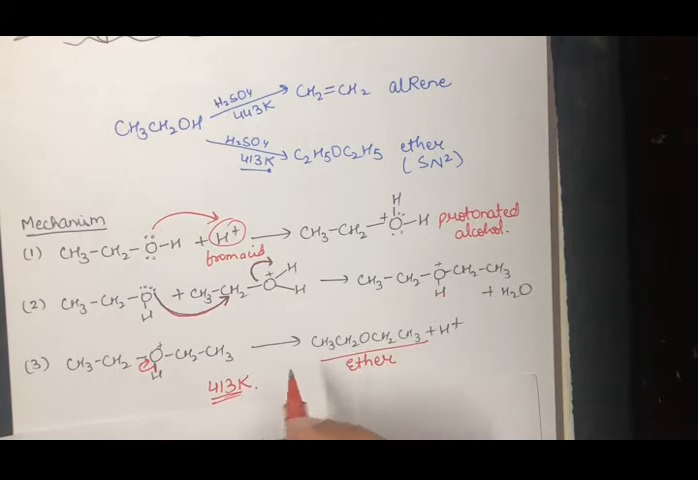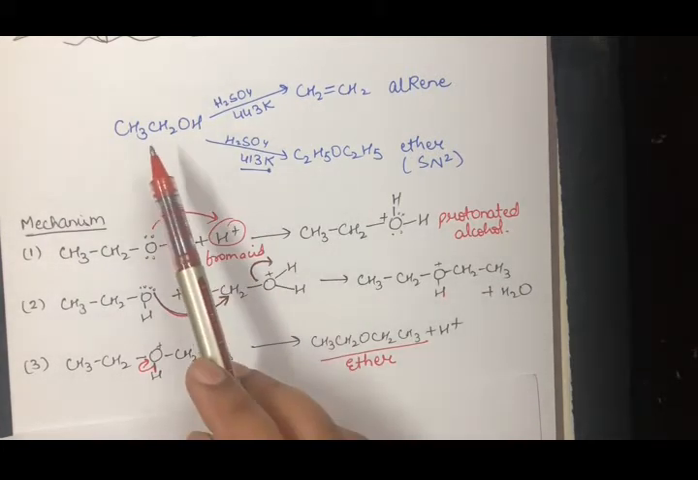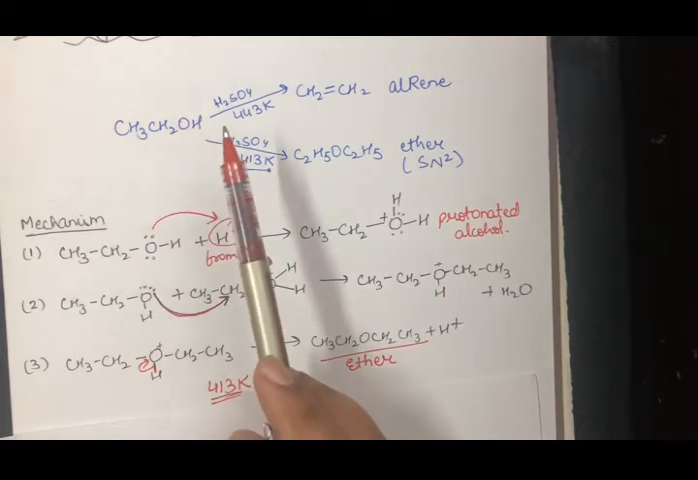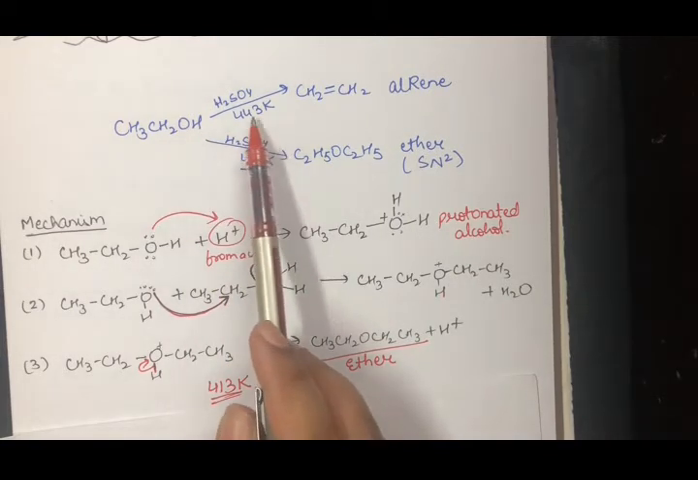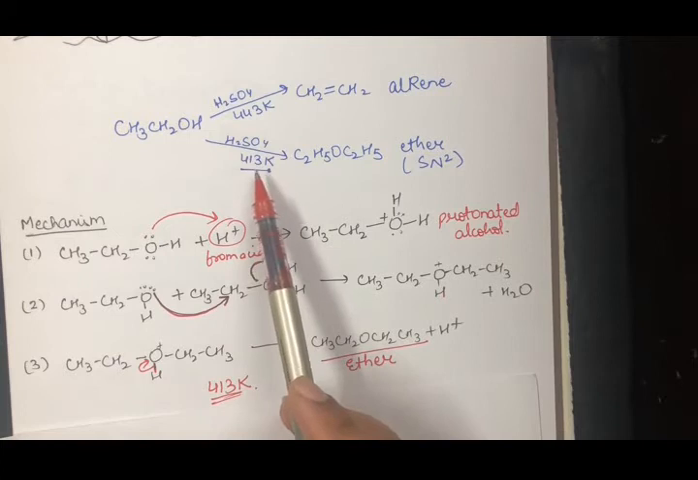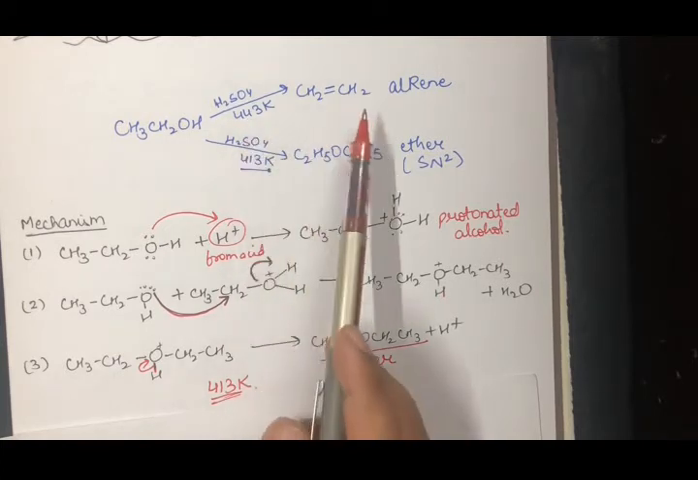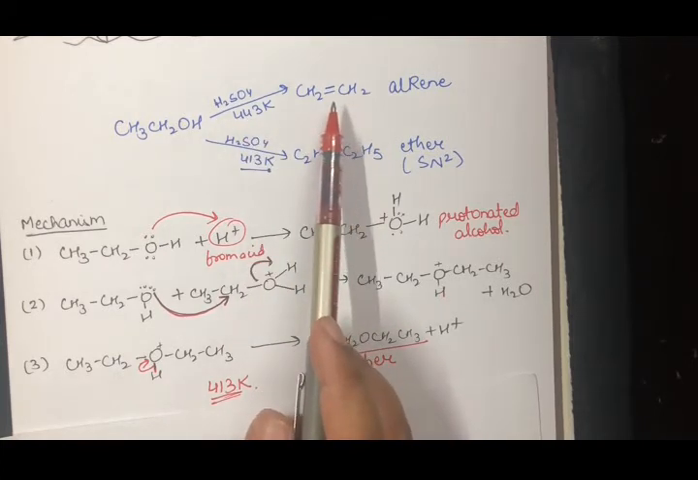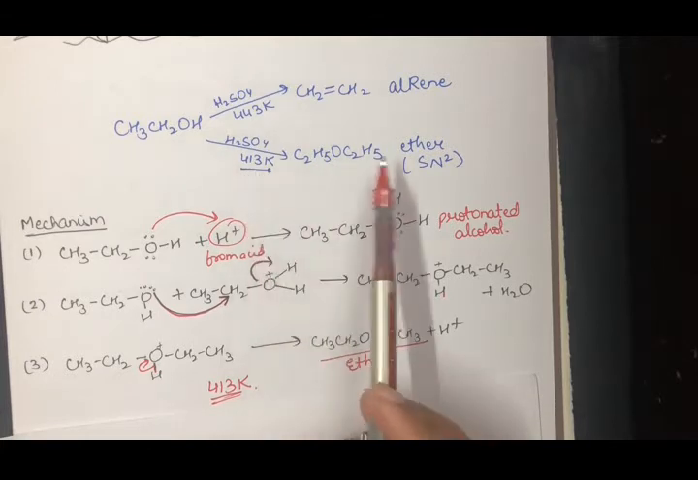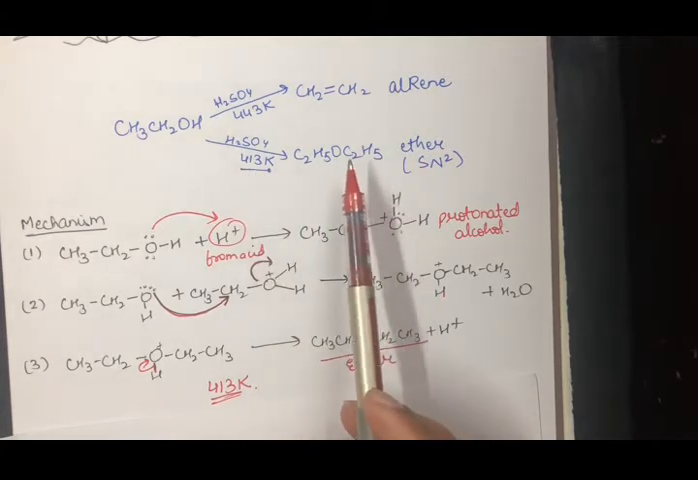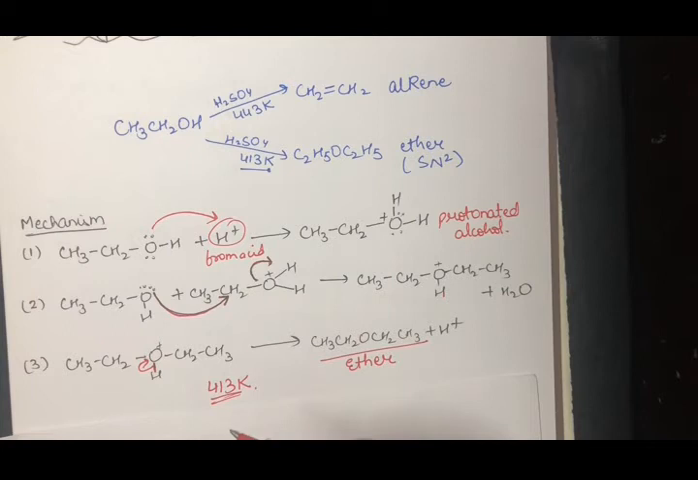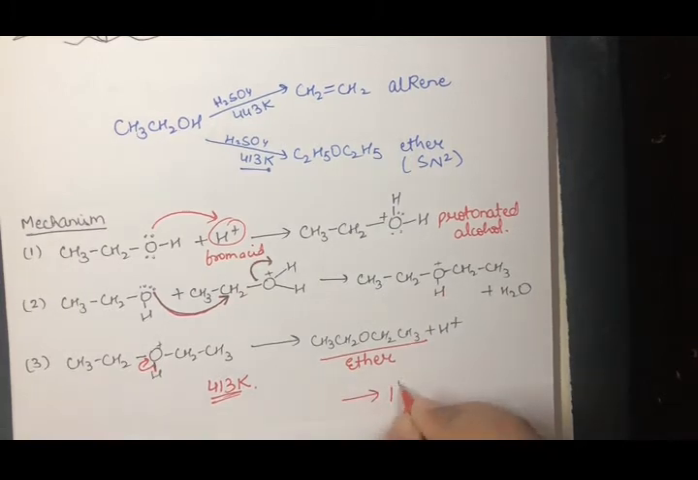So you have to remember that if the question says that you have to do the dehydration of the alcohol, you have to consider the temperature that is being taken. If the temperature is 443 Kelvin, then you will do the formation of alkene, and if the temperature is lower, you will end up forming an ether. Now this method is also used for the preparation of ethers only for primary alkyl groups. I will mention it here, primary alkyl groups.